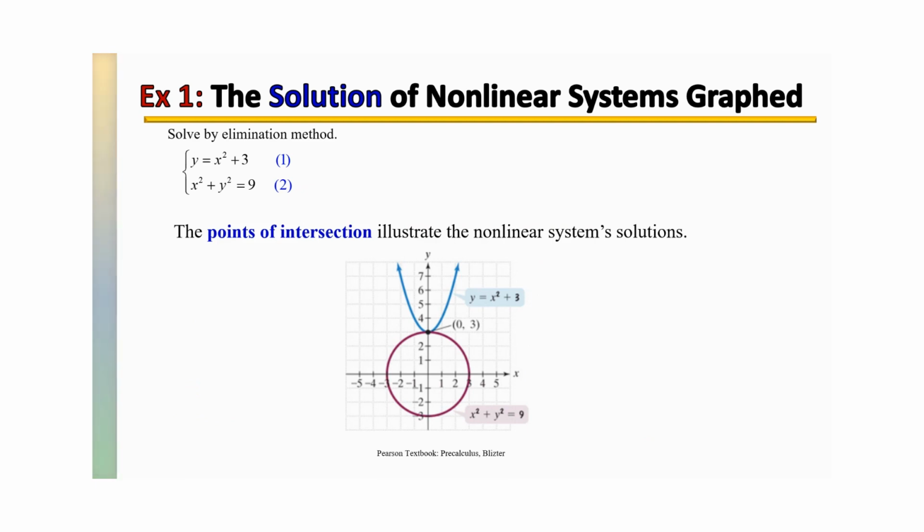So here's what the graph looks like. Your solution, recall, is the points of intersection. And these two graphs intersect or touch right here at (0, 3). No other place do they intersect. Remember, the solution is the point of intersection, which is (0, 3).